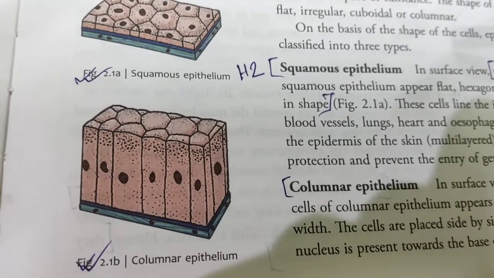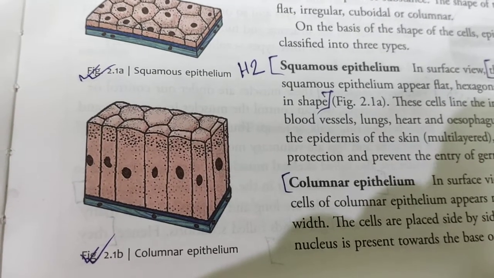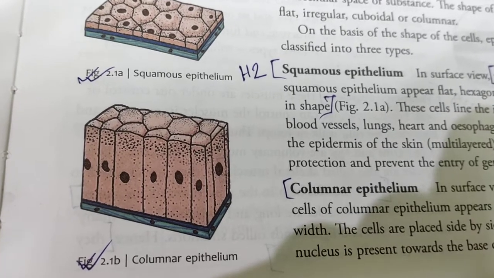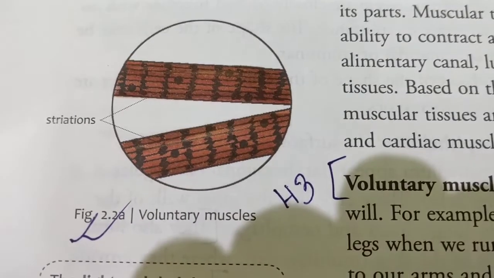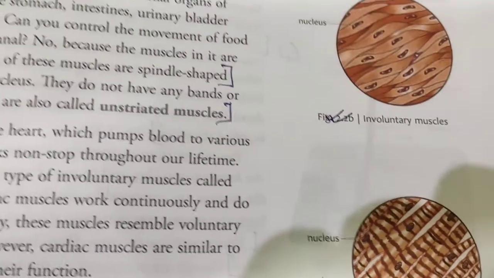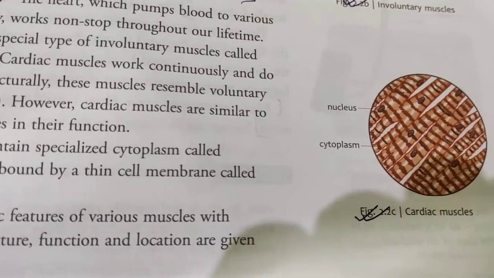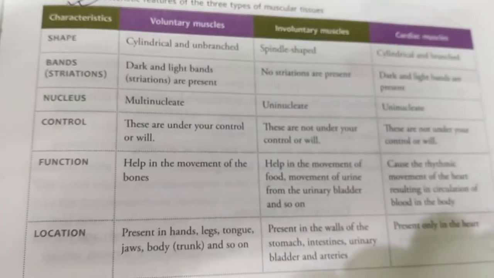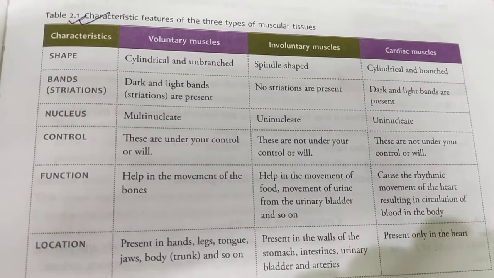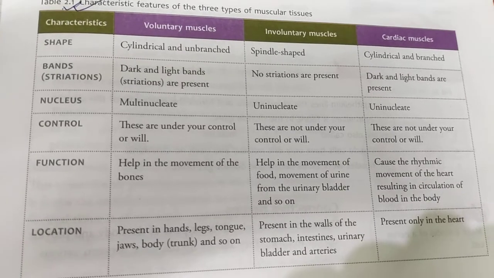First of all, diagrams. Figure 2.1a, 2.1b. Come to next page. Figure 2.1c. Figure 2.2a. Figure 2.2b. Figure 2.2c. Next, this table: characteristic features of the 3 types of muscular tissues. Very important.